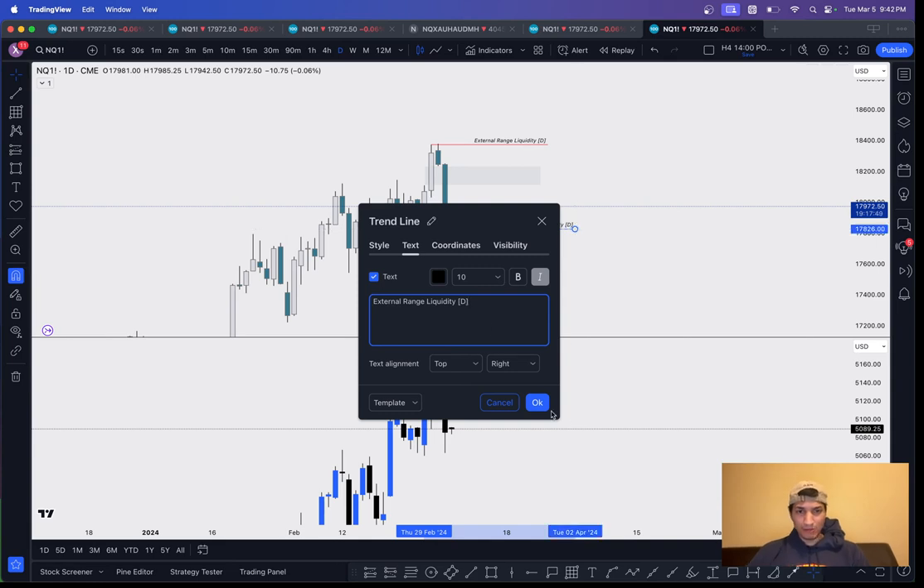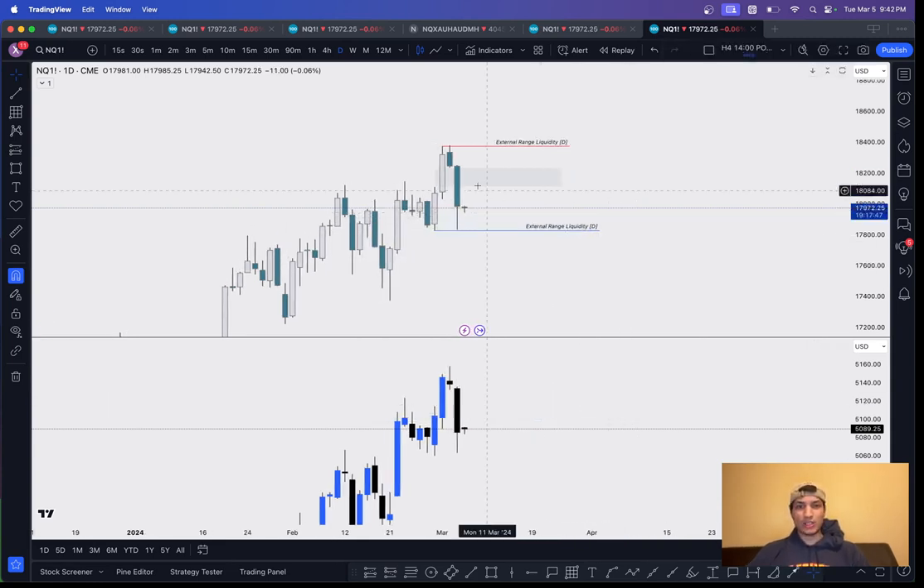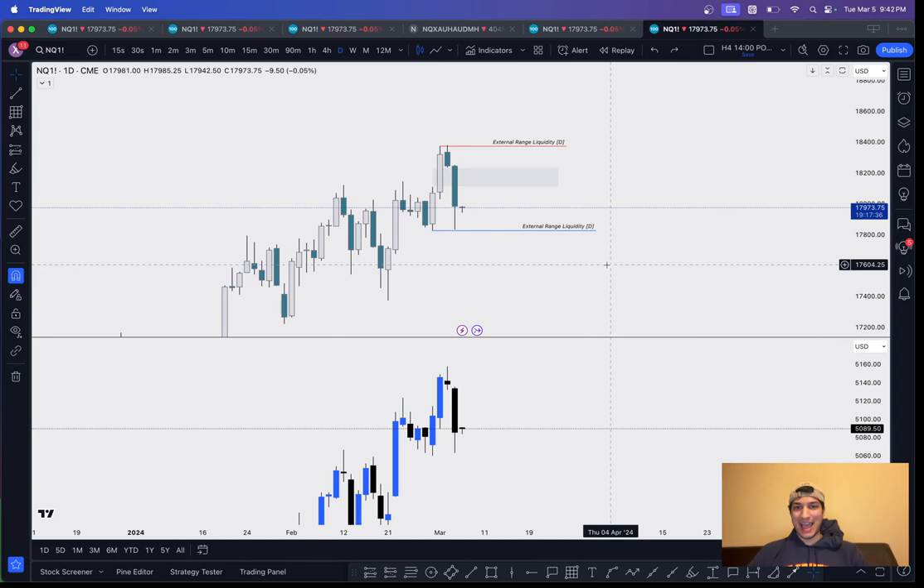Okay, I already know what the questions are going to be. So, why didn't we bounce at this fair value gap? If we're going external to internal, why didn't we come from here and then move from internal to external? Remember what I said about structure? Structure is going to be the thing that saves us.